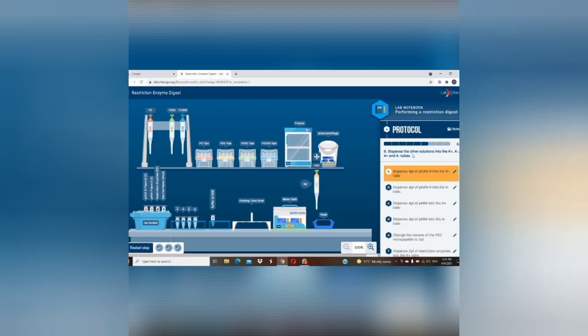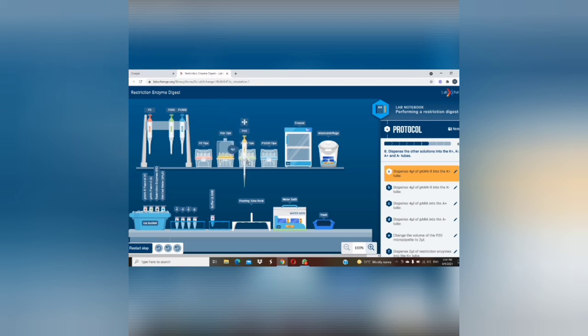Next, dispense other solutions into the K positive, K negative, A positive and A negative tubes. The other solutions are this PKNR plasmid, this PARA plasmid, this restriction enzyme and this distilled water into these 4 tubes. So let's go one by one. We have to use the same micropipette with the same volume, which is 4 microliters.